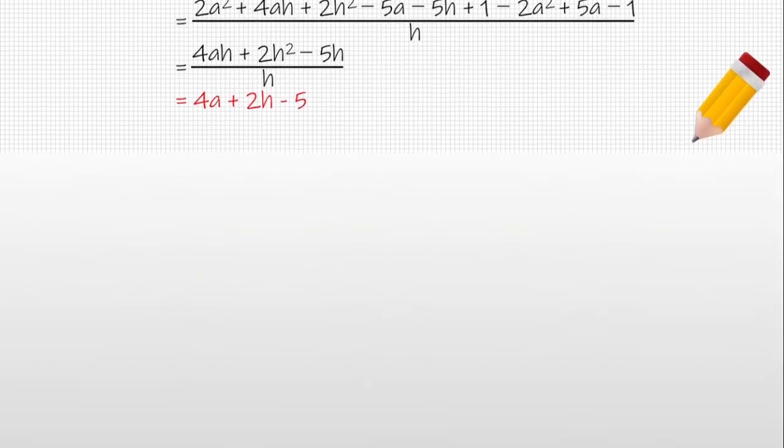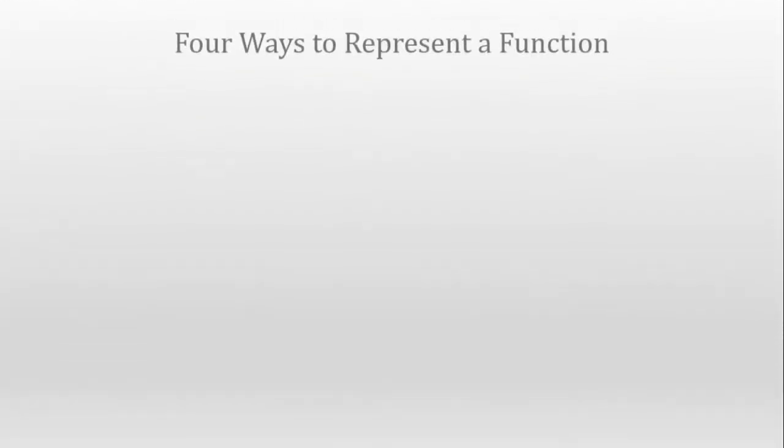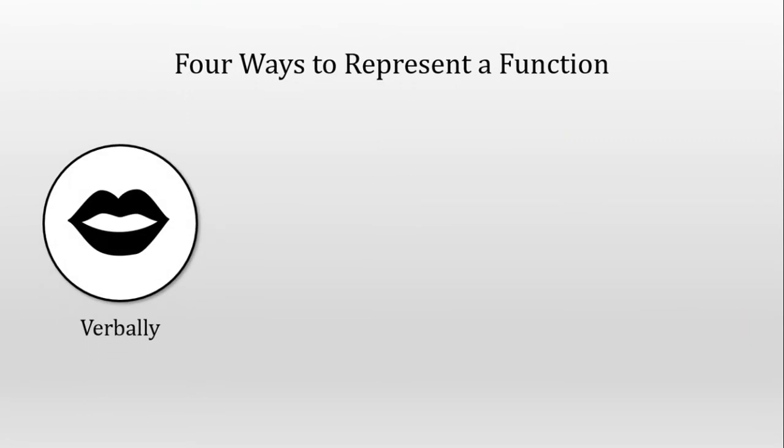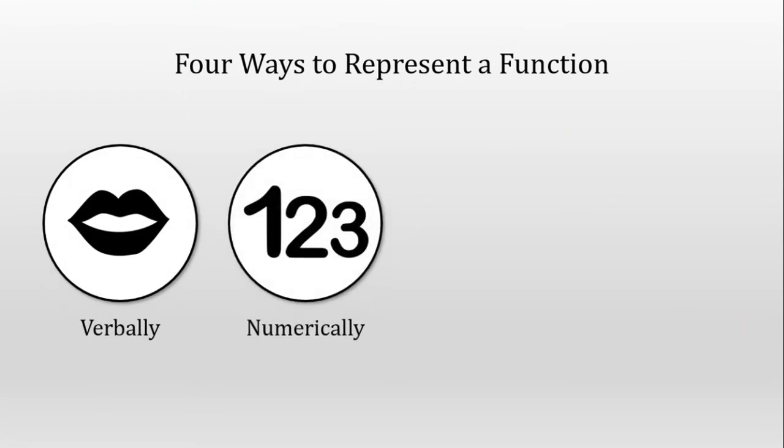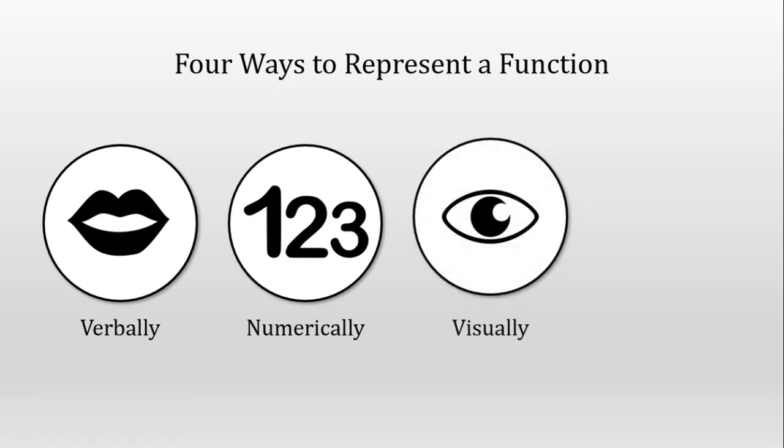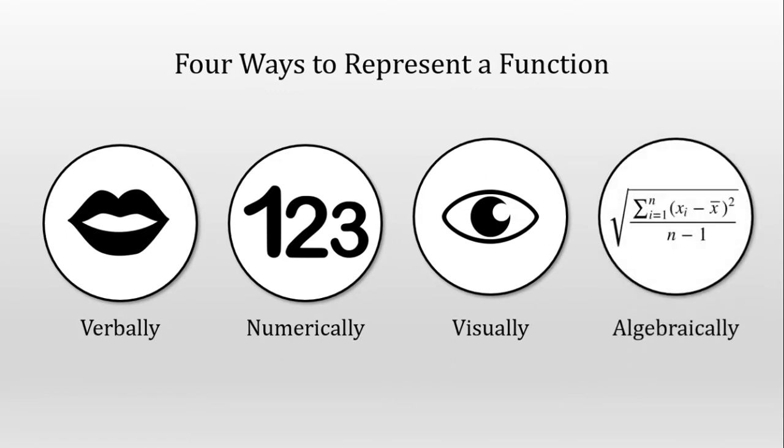There are 4 possible ways to represent a function. First is by verbal representation, or a description in words. Second is by numerical representation, or a table of values. Third is by visual representation, or a graph. Lastly, is by algebraic representation, or an explicit formula.